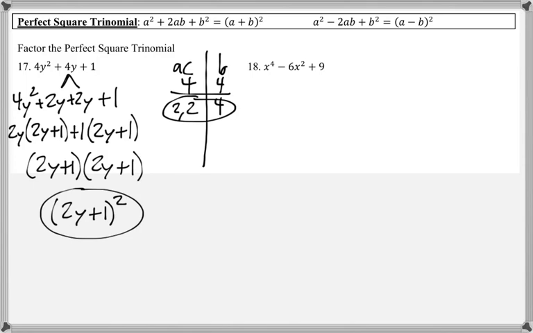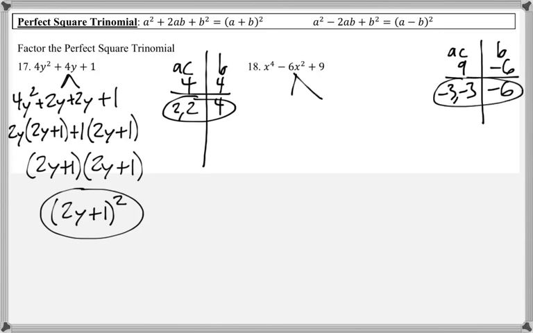With question 18, my AC is 9, my B is negative 6. So negative 3 times negative 3 gives me 9, but adds to be negative 6. So negative 3 and negative 3. Again, when you're doing these perfect square trinomials, they actually turn out to be the same number. So that is something to be aware of.